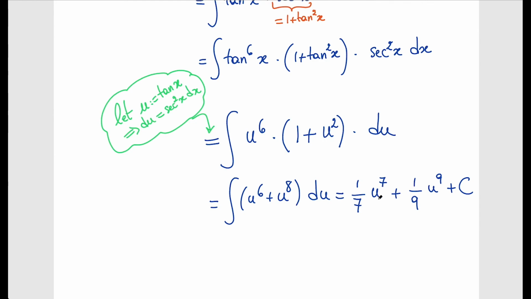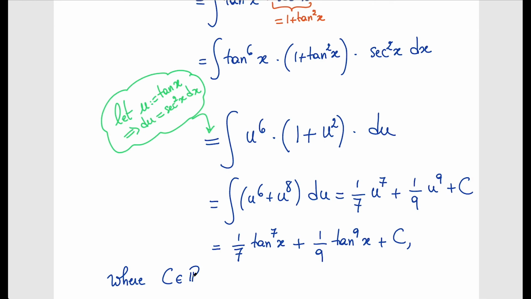And now let's go back and replace what u means to us. It means simply tangent of x. So that's equal then to 1/7 tangent to power 7 x plus 1/9 tangent to power 9x plus c, where again c is an arbitrary constant.